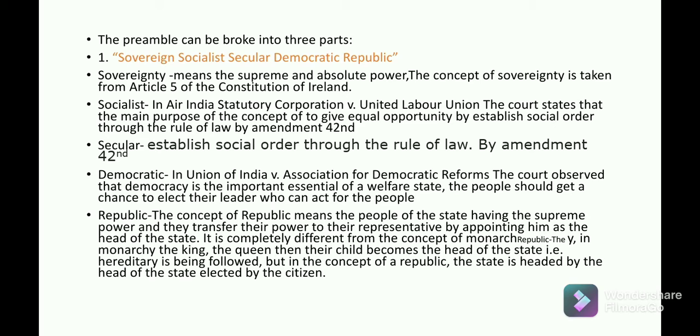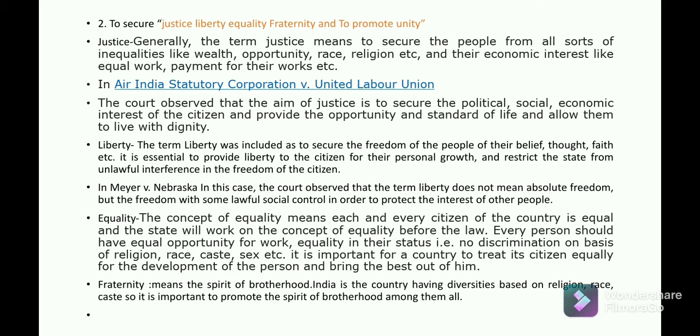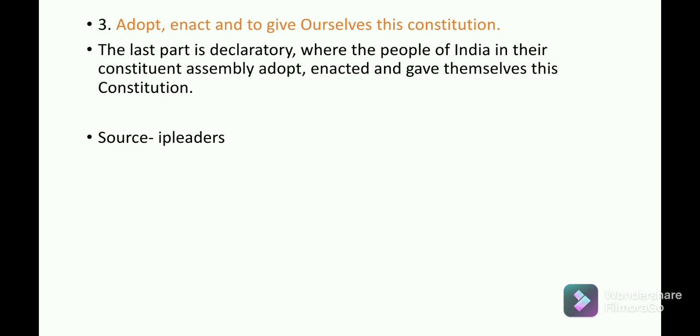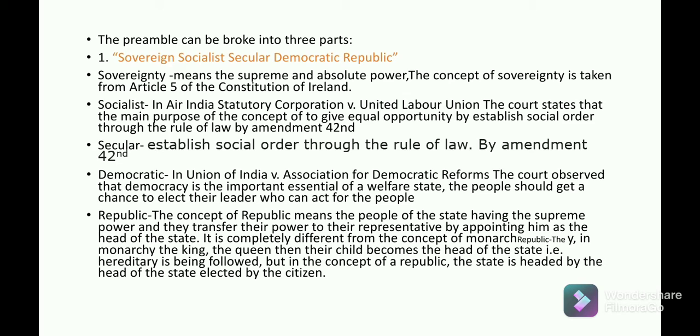We can break the preamble into three parts. First, sovereign, socialist, secular, democratic, republic. Second, justice, liberty, equality, fraternity, and to promote unity. And third, to adopt, enact and give ourselves this constitution, which is a declaratory clause. Now, first, sovereign socialist: sovereign means exactly what I have already told, the supreme and absolute power. The concept of sovereignty is taken from Article 5 of the Constitution of Ireland. This is also a very important Constitution, the Constitution of Ireland.